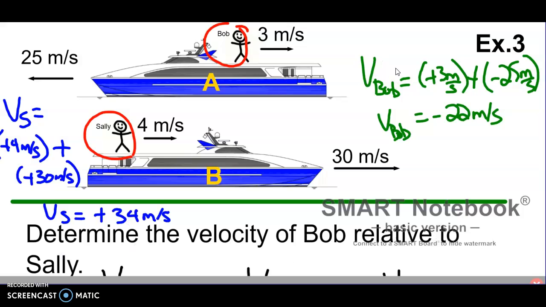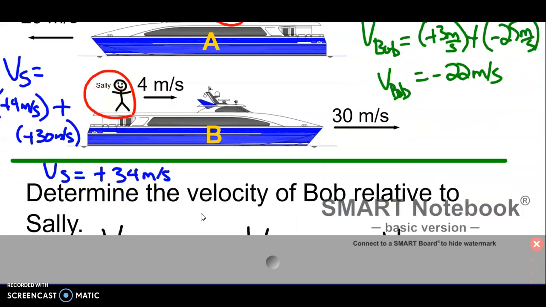First we need to calculate the velocity of Bob because he has a positive 3 meters per second and a negative 25 meters per second. Add those together and we get negative 22 meters per second. Then we have the velocity of Sally. Add these two velocities, 4 and positive 30, so positive 34 meters per second.